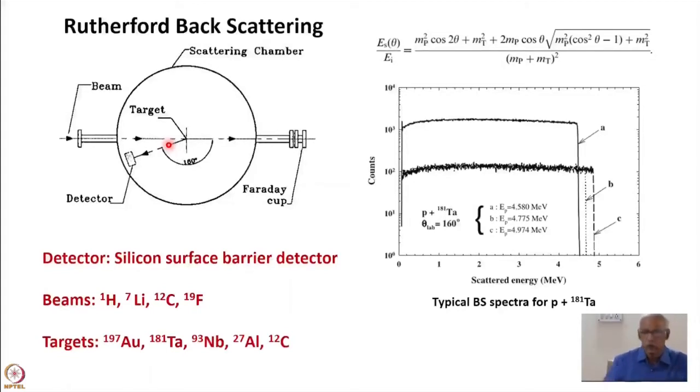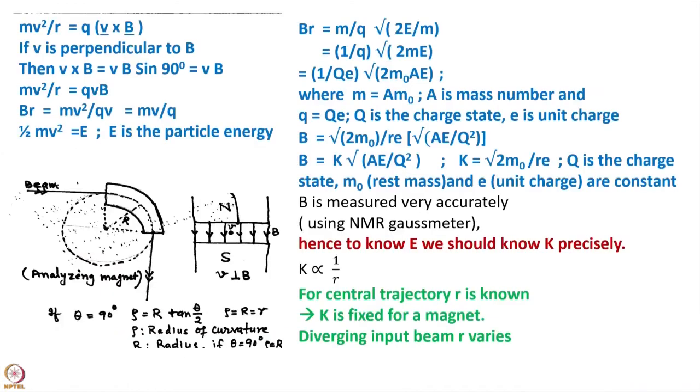And you can put another slit at the exit of the magnet, to define the central trajectory very precisely. Once you do that, then all of this is valid, whatever I said. Once that is there, the central trajectory is known, so R is fixed. So K will be fixed for that magnet, and the error coming from this will be minimized.